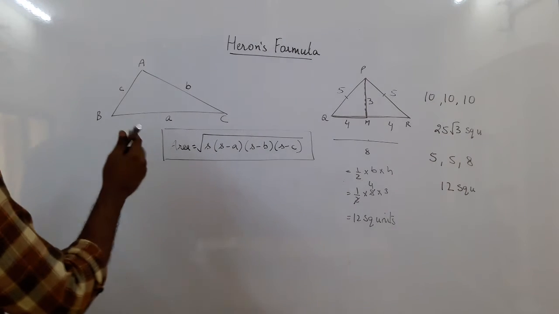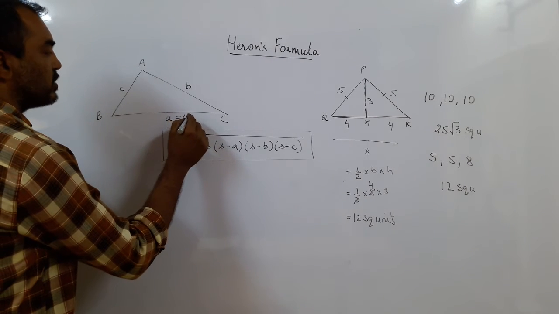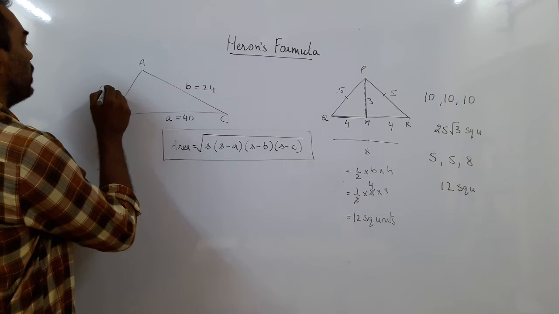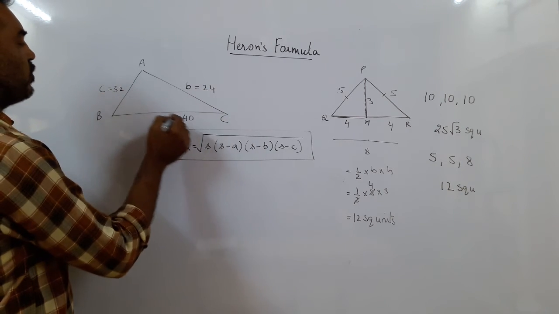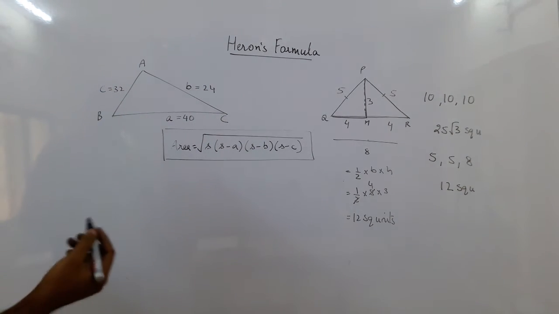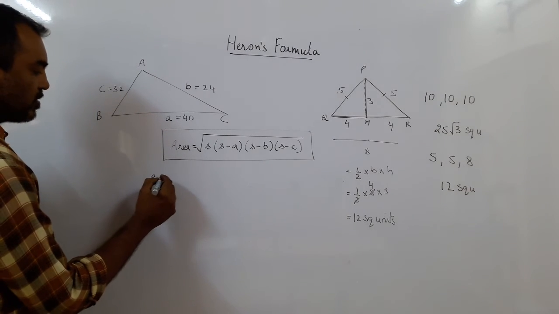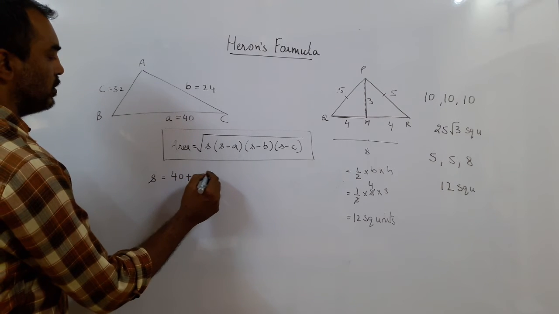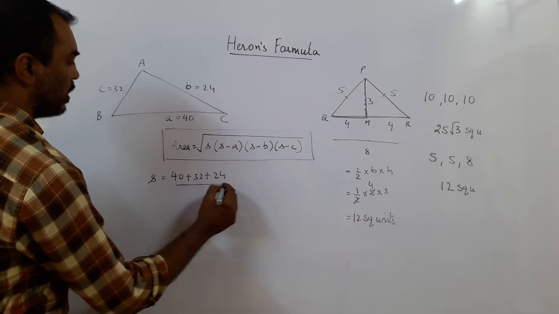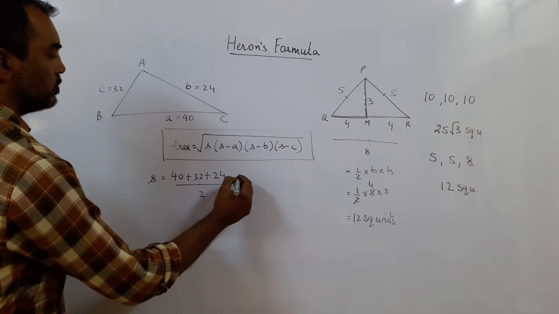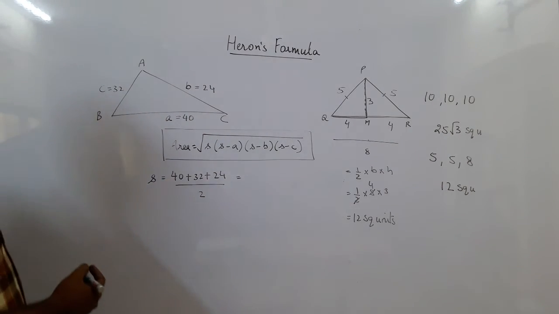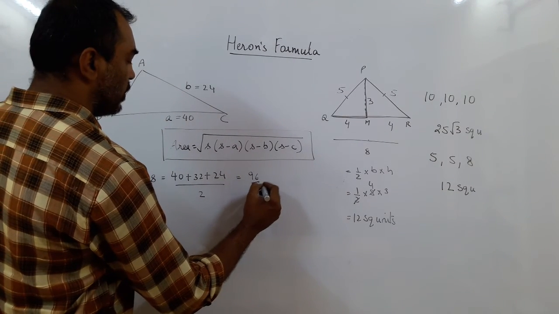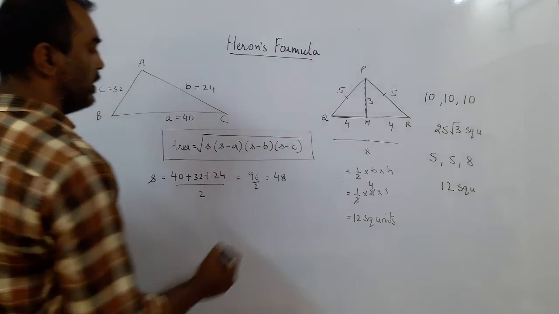So let us try one example. A equal to say 40, B equal to 24, C equal to 32. 24, 40, 32 are the sides given. Let us find the area. So first step, find the semi-perimeter. 40 plus 32 plus 24 upon 2. So 40 plus 32 is 72. 72 plus 24 is 96, upon 2 gives us 48.